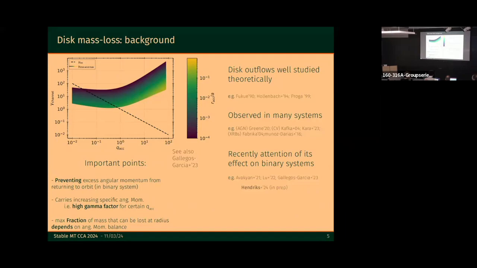But this is well studied. There's a lot of systems that are observed with accretion disk winds, and recently there's some attention on this in some papers, including Monica's. Are you going to talk about this this week? Okay.